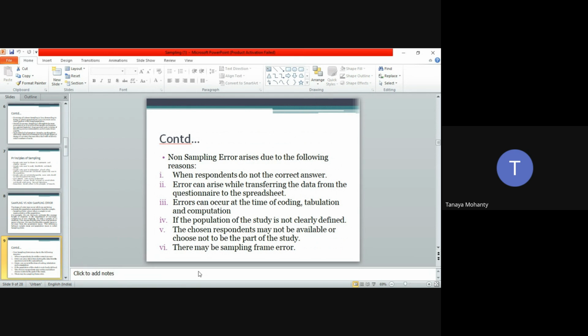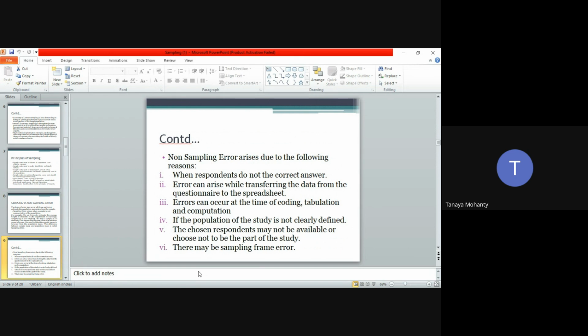Second, error can arise while transferring data from the questionnaire to the spreadsheet. When you are trying to transfer the data from the questionnaire, so in the data entry process, you may omit or commit certain mistakes that can be a reason for non-sampling error. Third, errors can occur at the time of coding, tabulation, and computation.